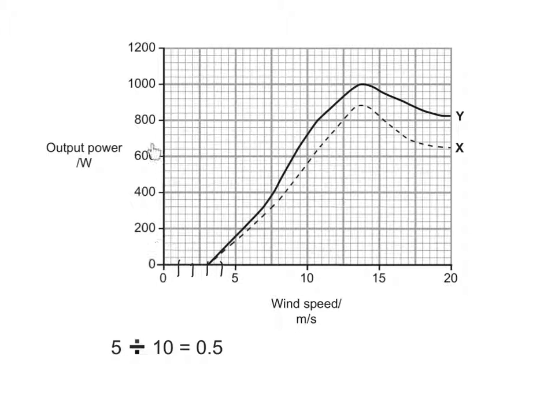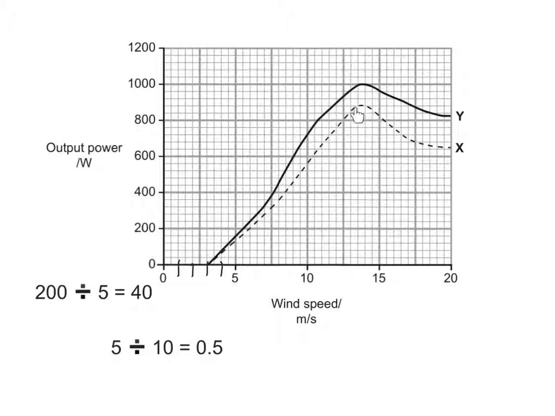What about the scale up this way? Well, it jumps from 0 to 200 in 1, 2, 3, 4, 5 steps. So each step must be worth 40. So it goes 0, 40, 80, 120, 160, 200. And as I said before, the scale works.